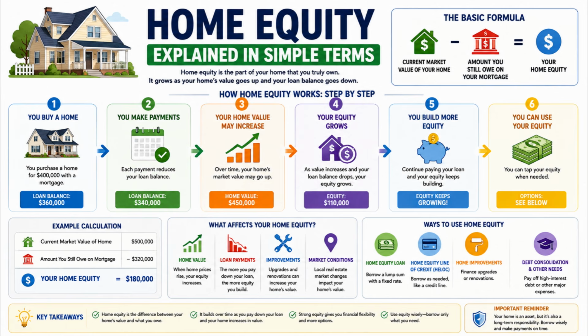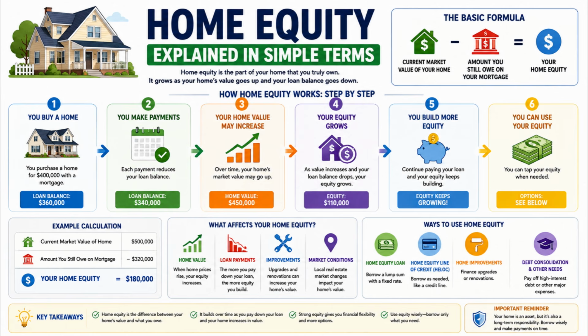Home value is one major factor, because when property prices rise, your equity usually increases. Loan payments also matter, because the more you pay down your mortgage, the more equity you build. Home improvements can also help if renovations increase the value of the property. However, market conditions can also affect equity, because local real estate prices can move up or down.